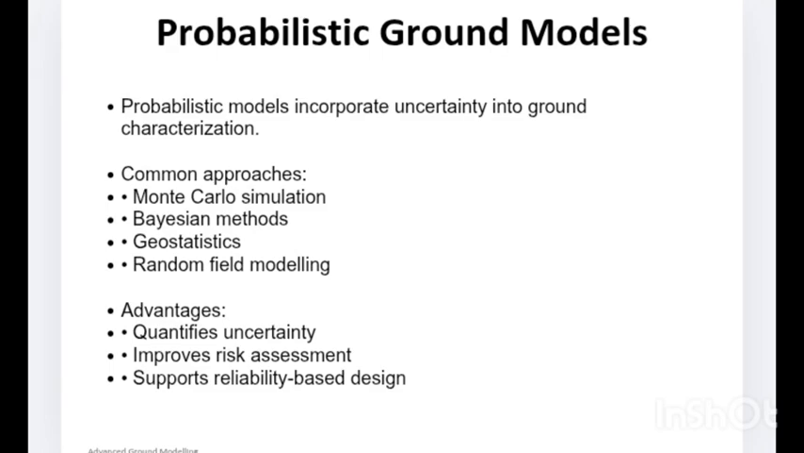And then we have geostatistics, where geostatistics analyzes spatial relationships among soil properties, and then random field modeling. This represents spatial variation mathematically. And the advantage is this: we have better risk management, more realistic predictions, improved reliability-based design, better understanding of uncertainty. So probabilistic approaches are increasingly important in modern geotechnical engineering.